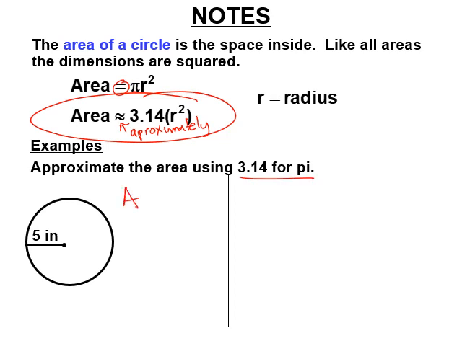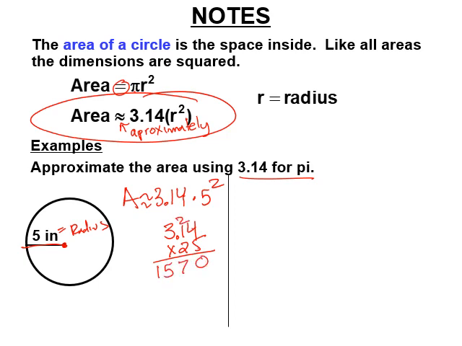So the area is approximately, I almost used an equal sign, is approximately 3.14. That is the radius from the center to the outside. Approximately 3.14 times 5 squared. Exponents get done before multiplying. So it's 3.14 times 25, which is 5 squared. 5 times 4 is 20. Step over. 2 times 314 is 628. Add the 2 rows up and move the decimal twice, and it's 78.5.